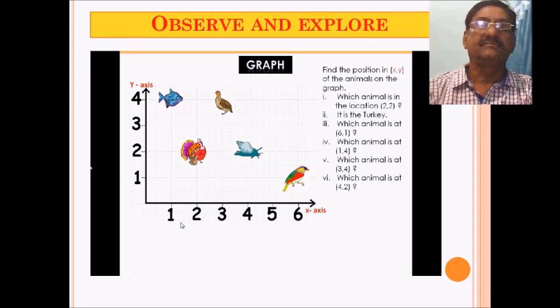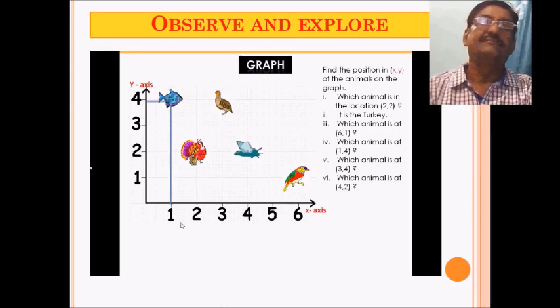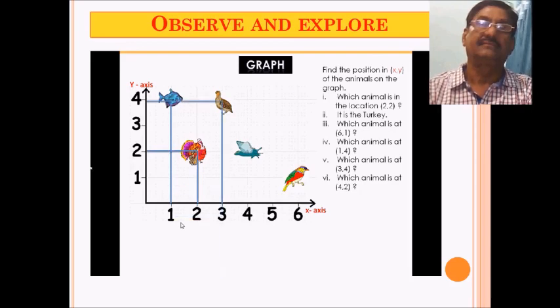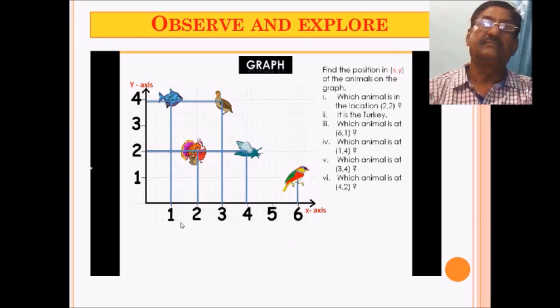Which animal is at 6, 2? The turkey. 3, 4? The quail. 4, 2? The snail. And 6, 1? The red and green bird. And this is the end of the lesson.